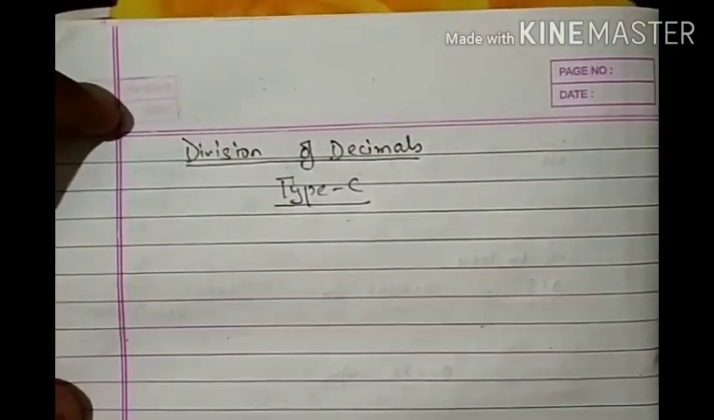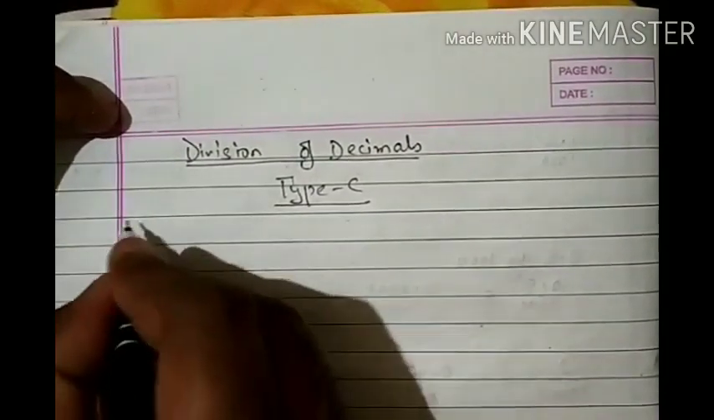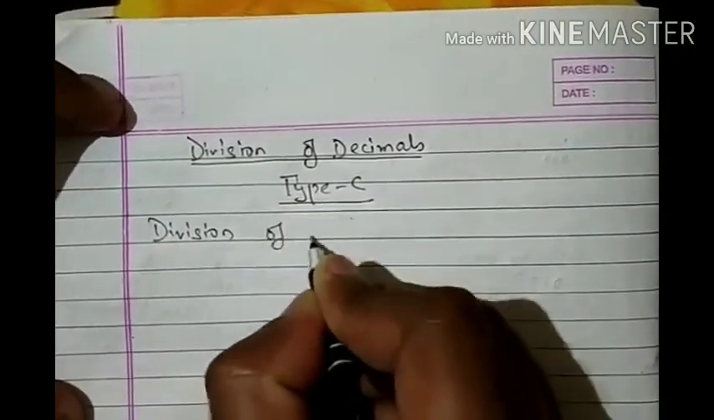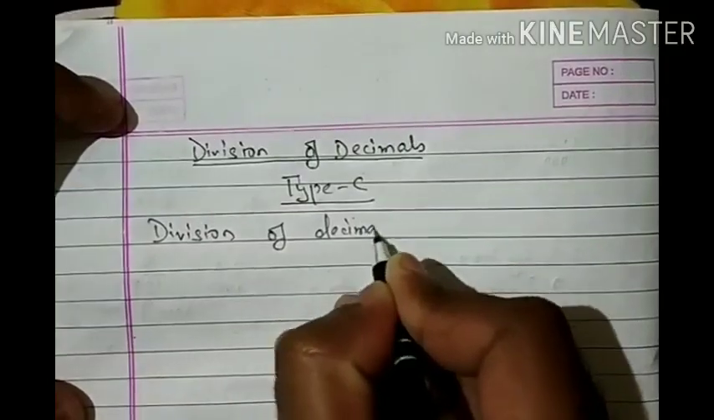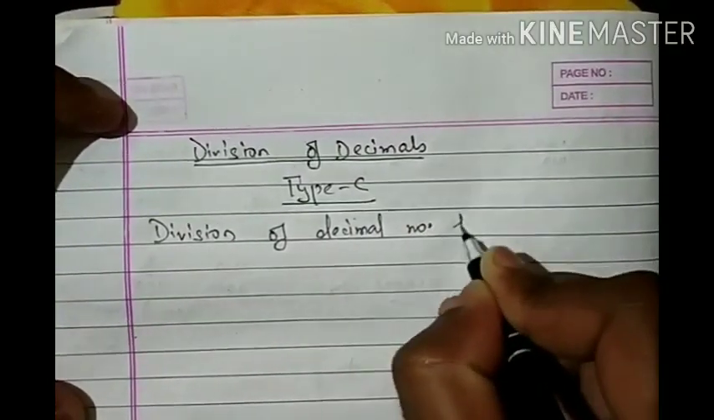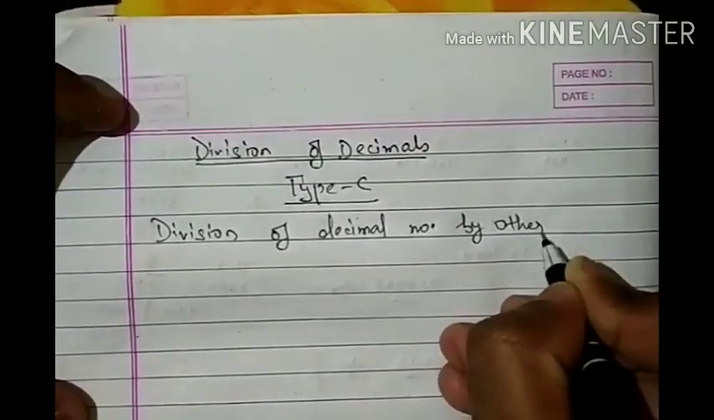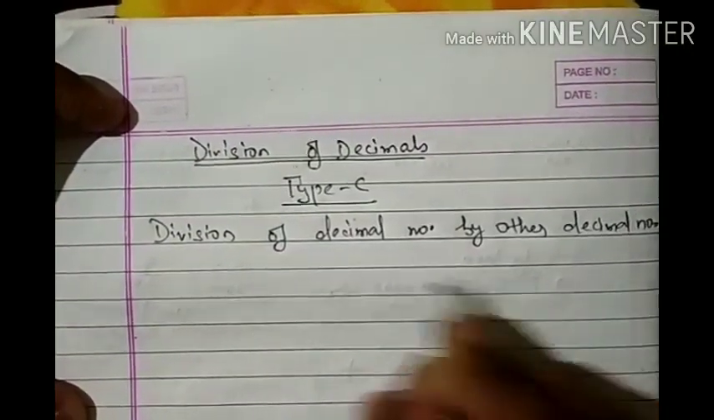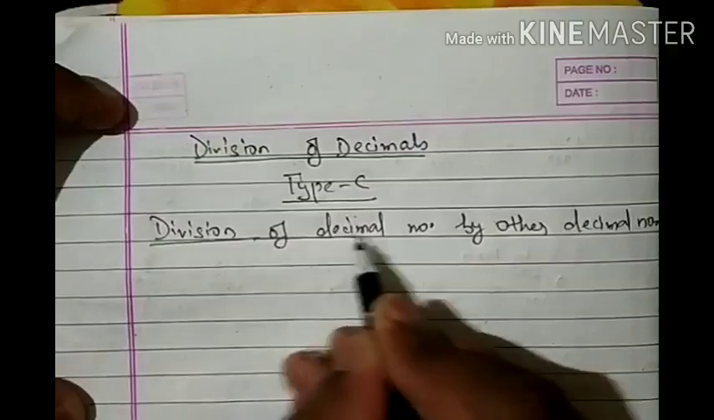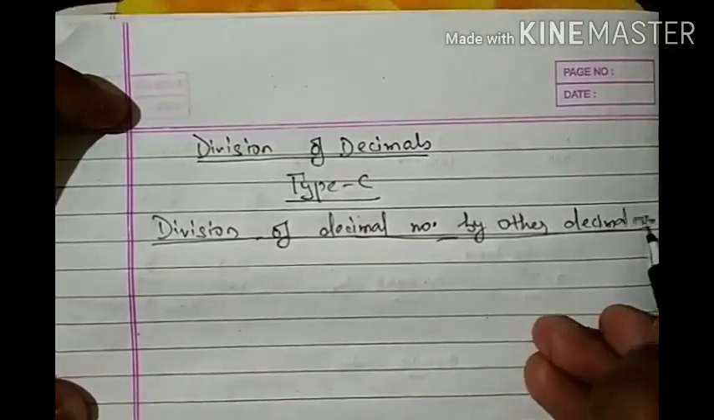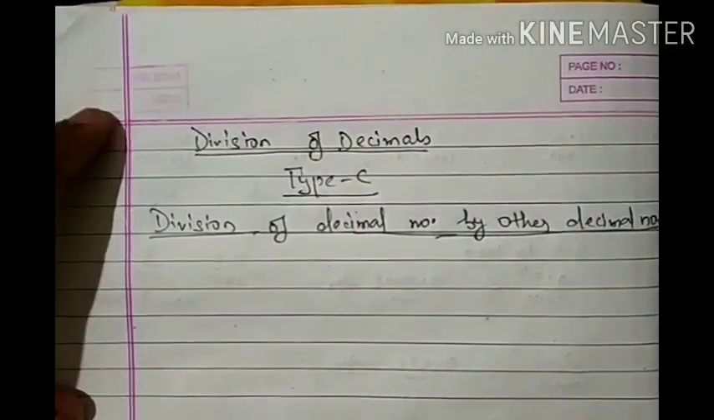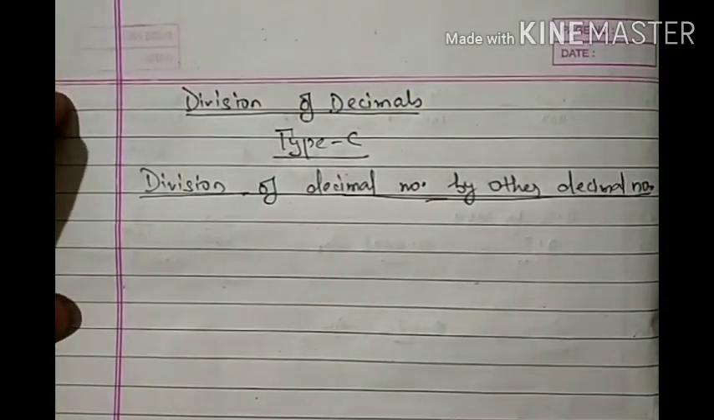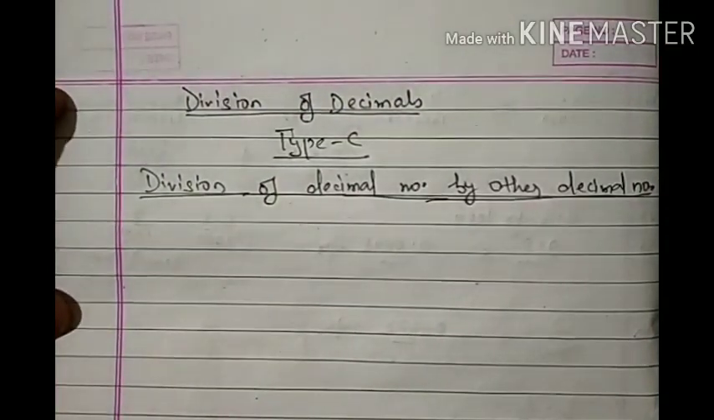In this type C, we will study division of a decimal number by another decimal number. Division of decimal number by other decimal. And if you haven't watched my previous videos on division of decimals type A and type B, kindly click on the I button and watch that video.